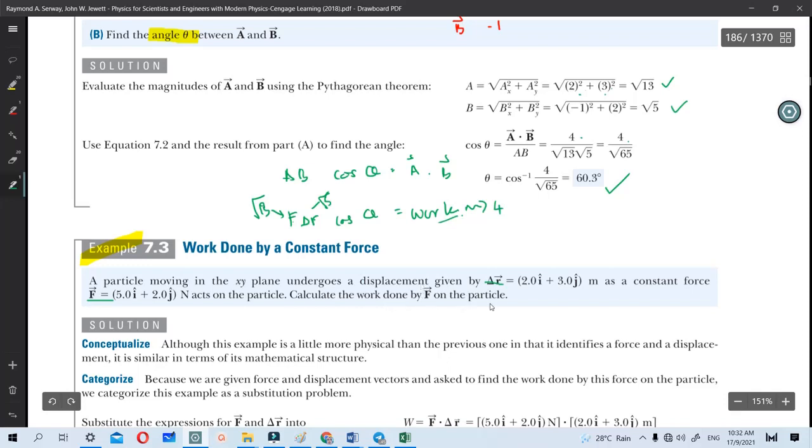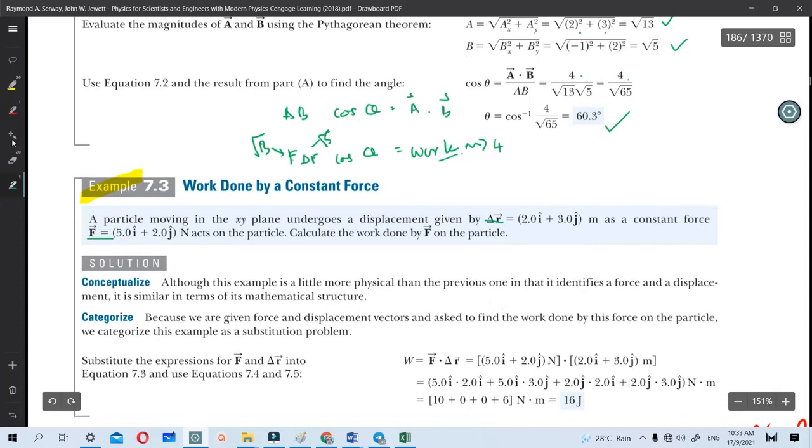So what happened to the particle? Now, in the sense of what we saw earlier, 2 times 5, plus 2 times 3. So altogether, 5 times 2 is 10, 3 times 2 is 6, and the answer is 16 joule.